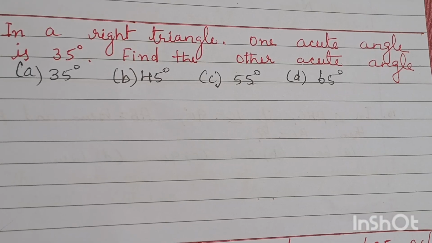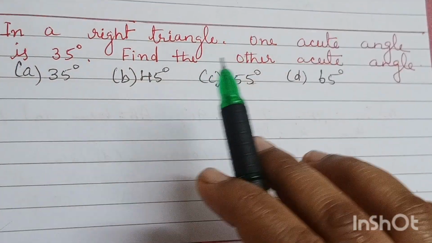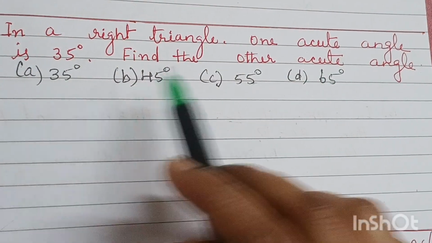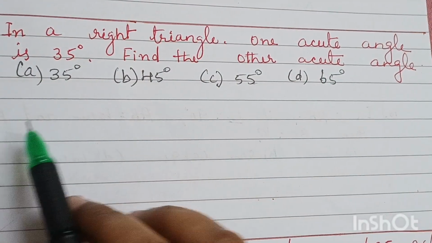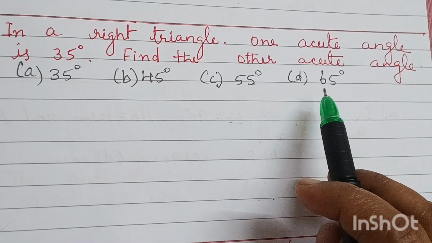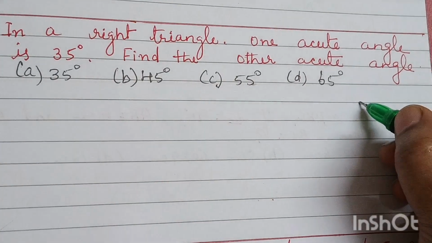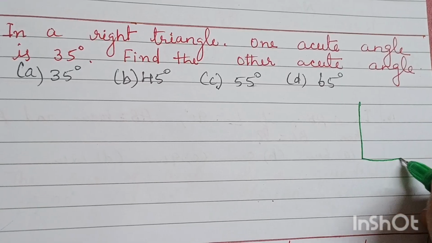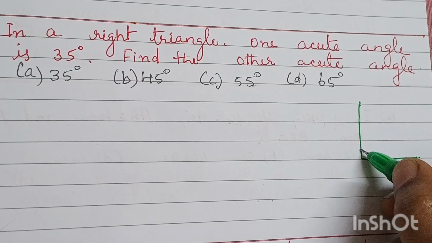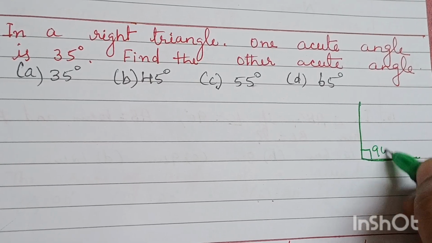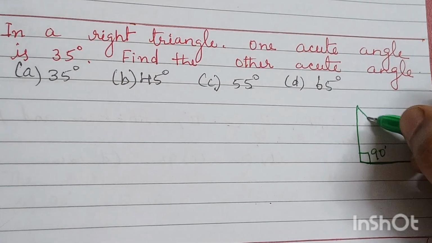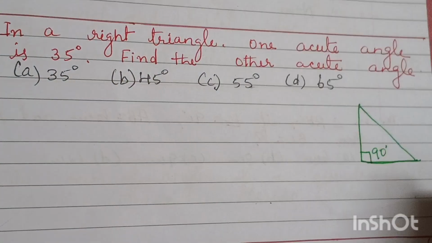In a right angle triangle, 7th question: one acute angle is 35 degrees. Find the other acute angle: 35, 45, 55, 65. Right angle triangle means exactly one angle is equal to 90 degrees. Okay, right angle triangle.